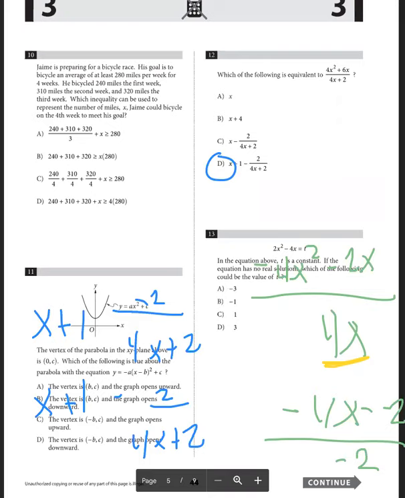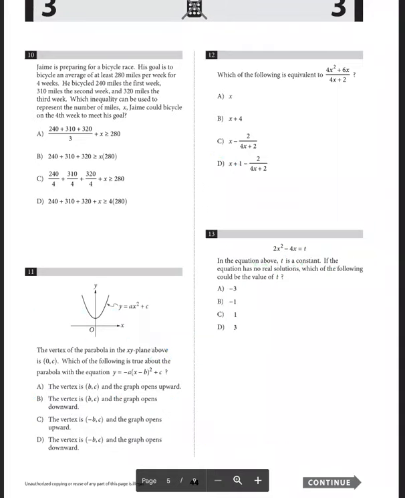All right, so let's look at number 13. It says, in the equation above, t is a constant. If the equation has no real solutions, which of the following could be the value of t? So this is another kind of hard one, I would say. It is one of the more trickier ones. But the one thing I will say about this is that there's always a way to do it. So let's see.